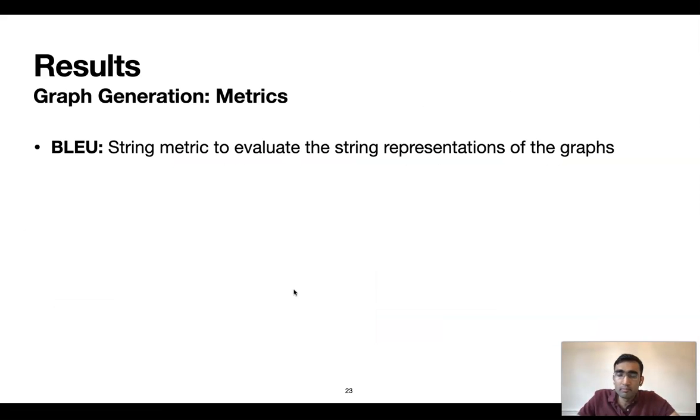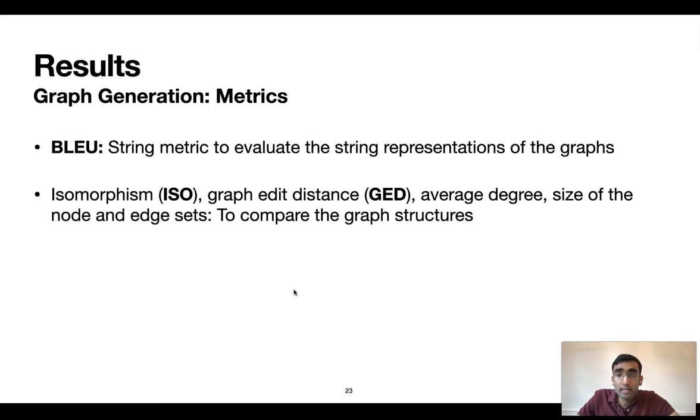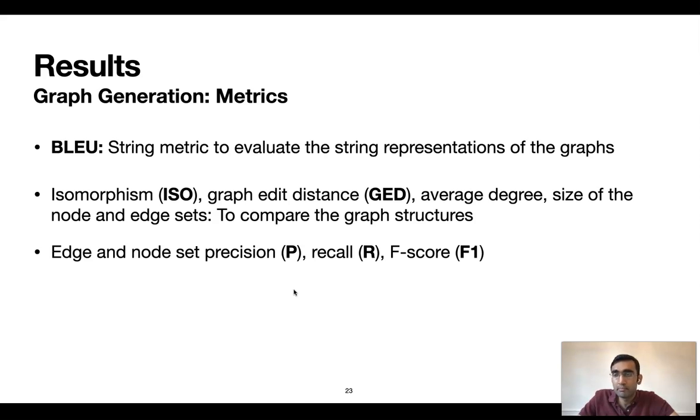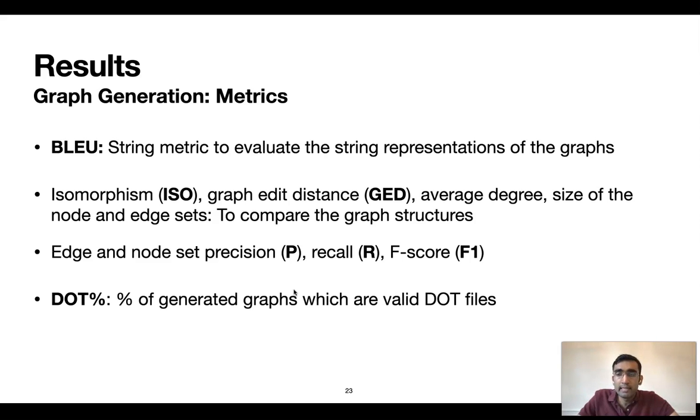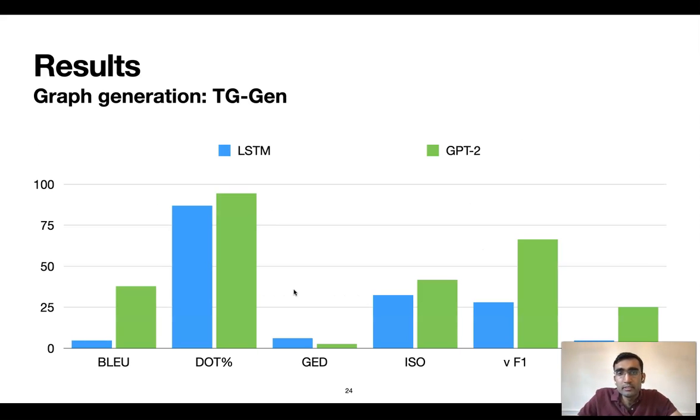For graph generation, we have several metrics. We have BLEU. We have a bunch of graph structure metrics, graph isomorphism, graph edit distance, average degrees, etc. We give details of all of these in the paper. We have the edge and node set precision, recall and F1 score. And finally, we calculate the percentage of graphs which are valid dot files. On TGGen, as expected, GPT-2 outperforms LSTM on all the metrics. Interestingly, they both do fairly well on producing valid dot files. So in case of GPT-2, almost 94% of all the generated graphs were valid dot files.